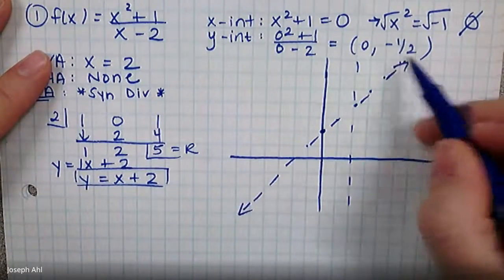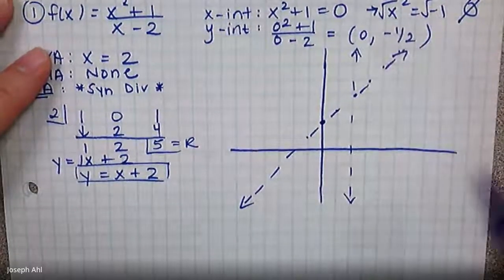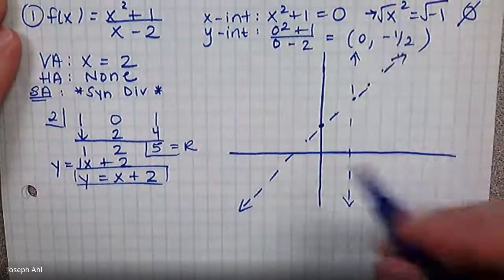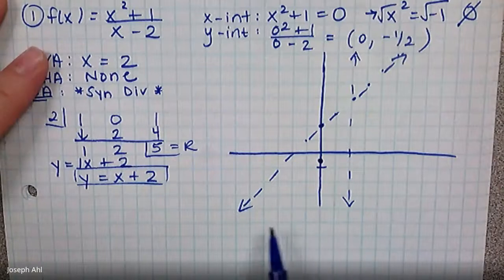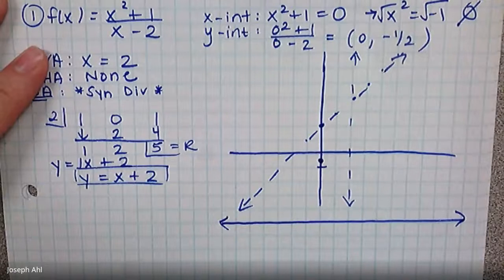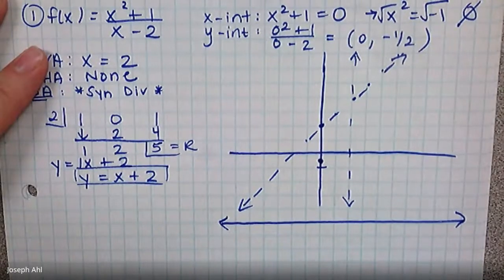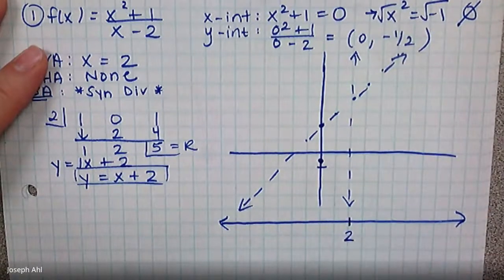Okay, so there's my vertical. There's my slant asymptote. We also had a y-intercept at -0.5, so that's going to be somewhere over here. And then from there, we have to do some partitioning. And it turns out there's only one thing to partition around here. The only thing you have to partition around is the vertical asymptote at 2.